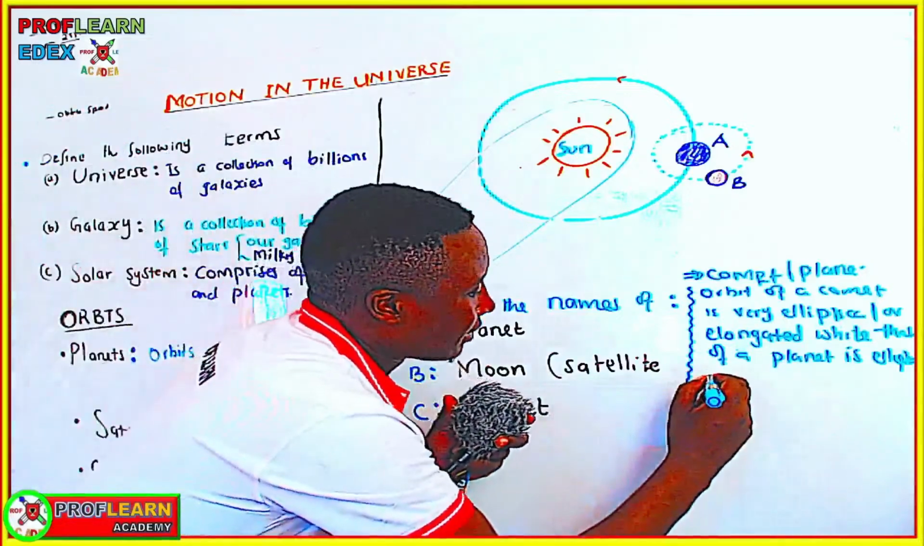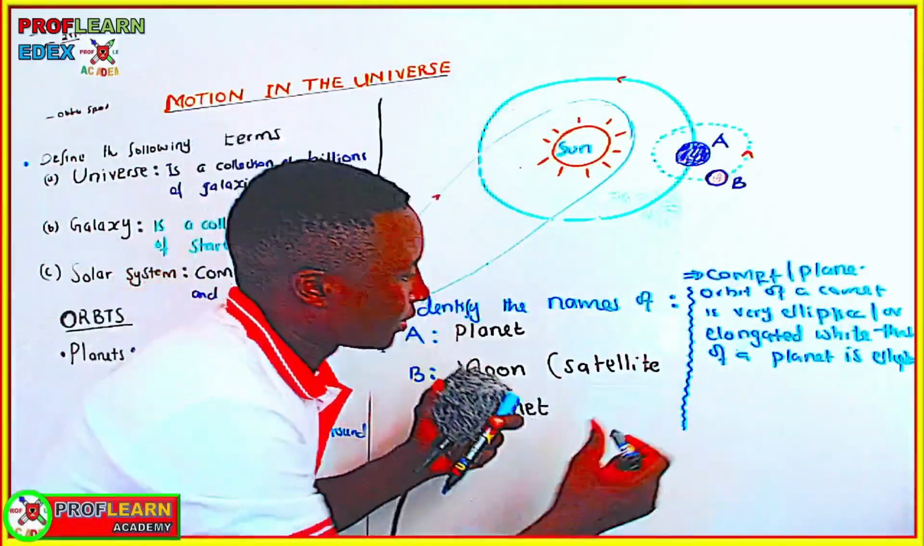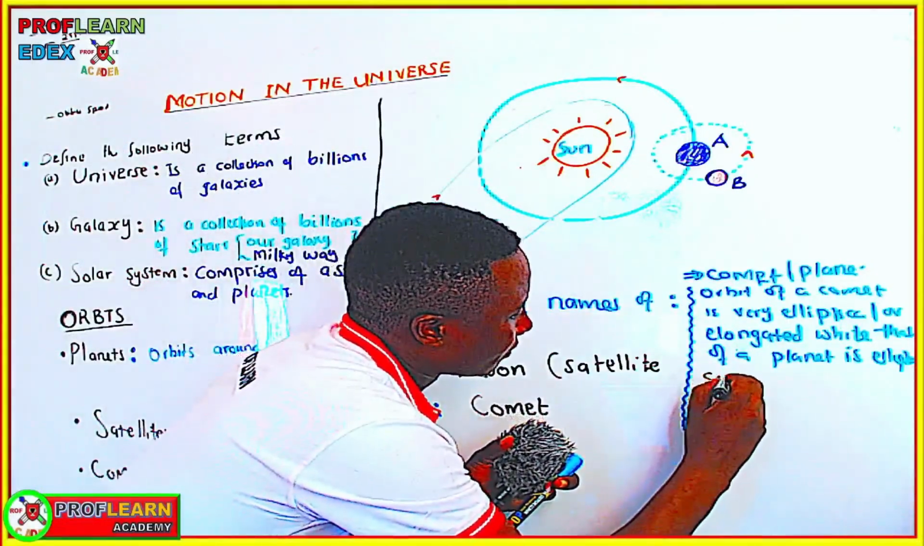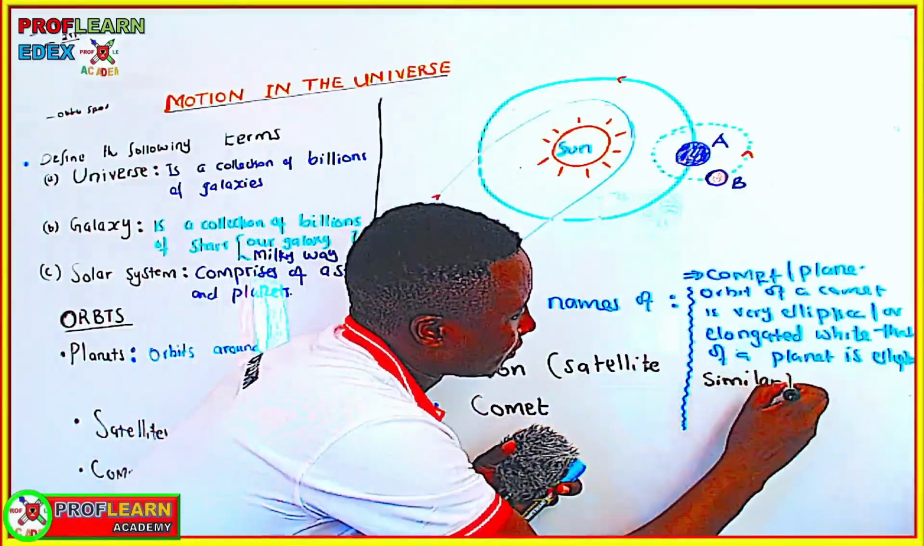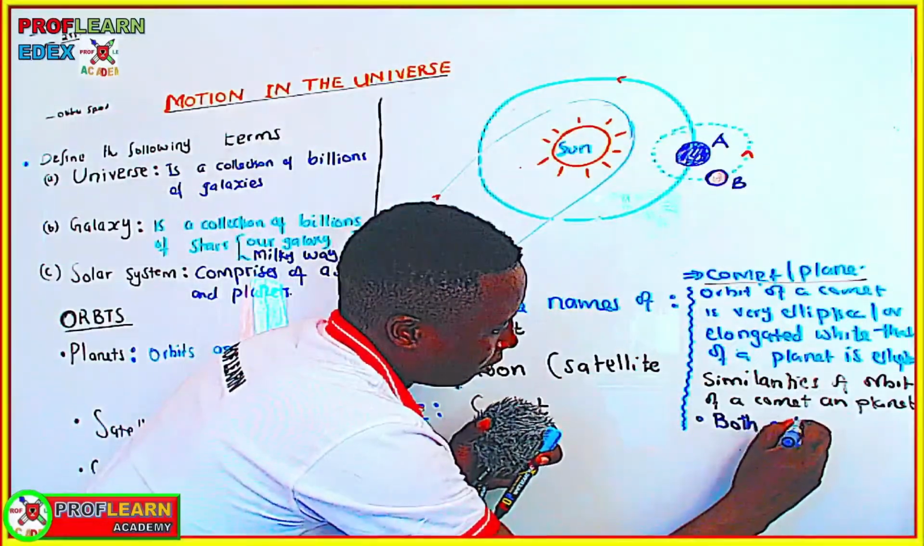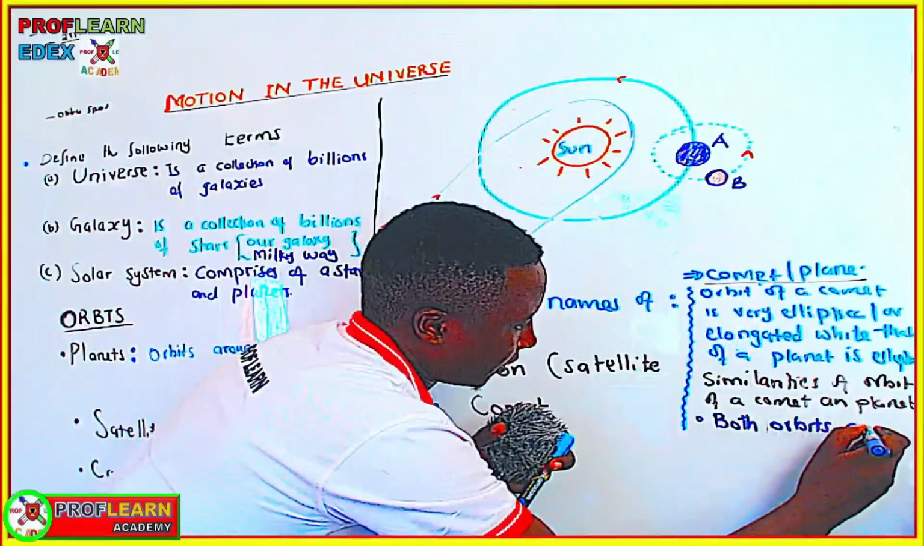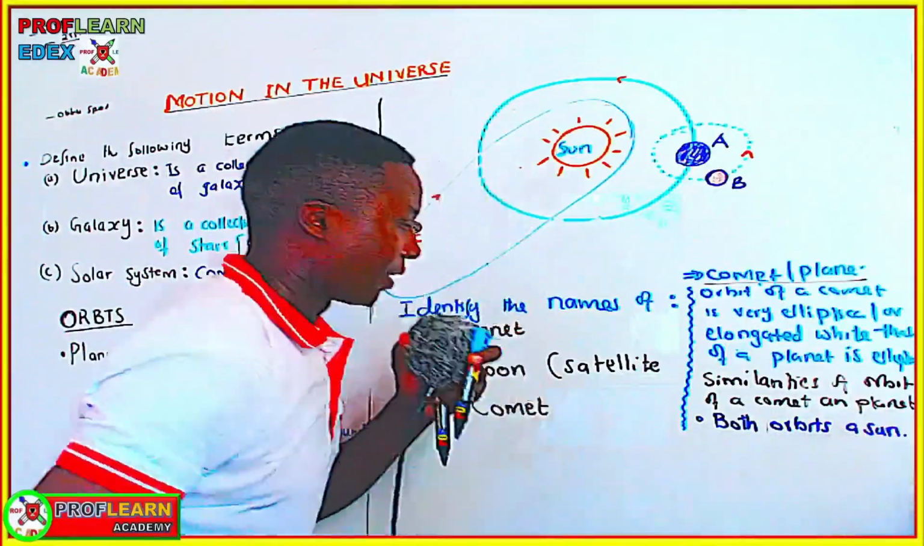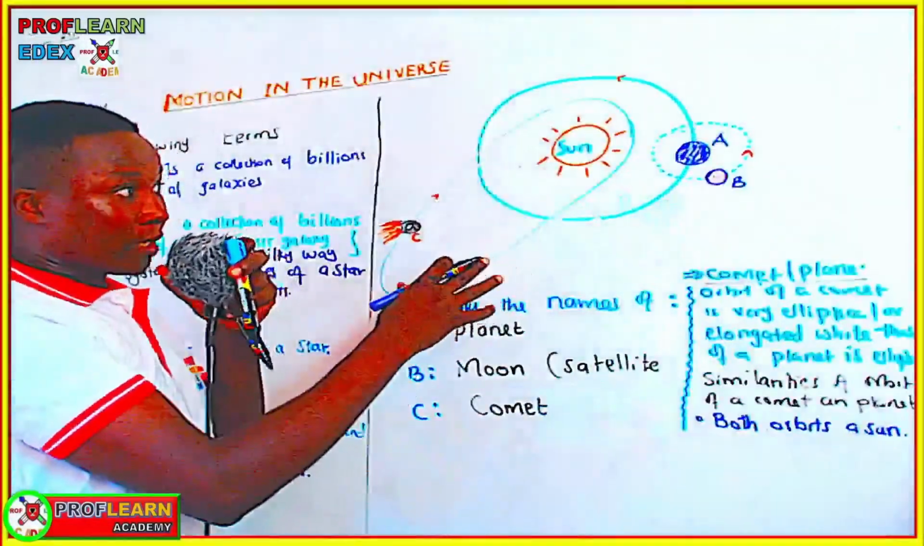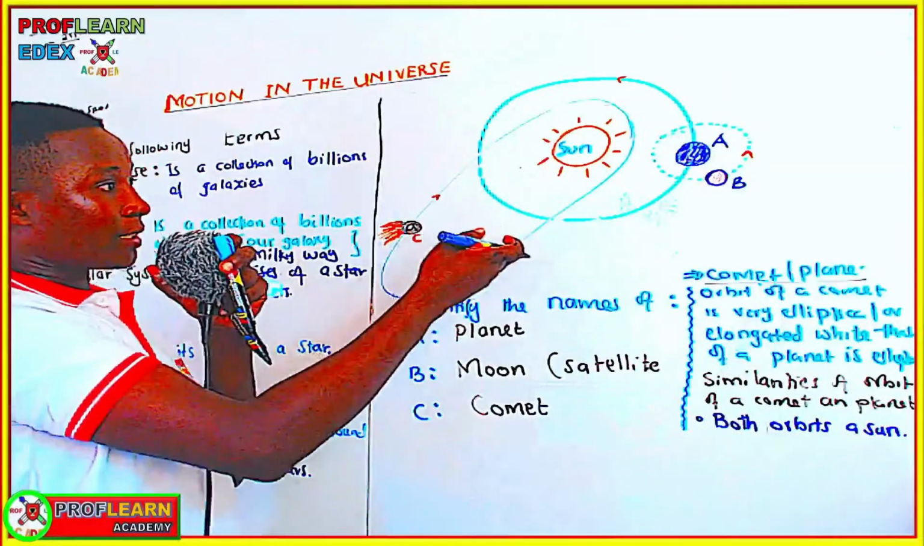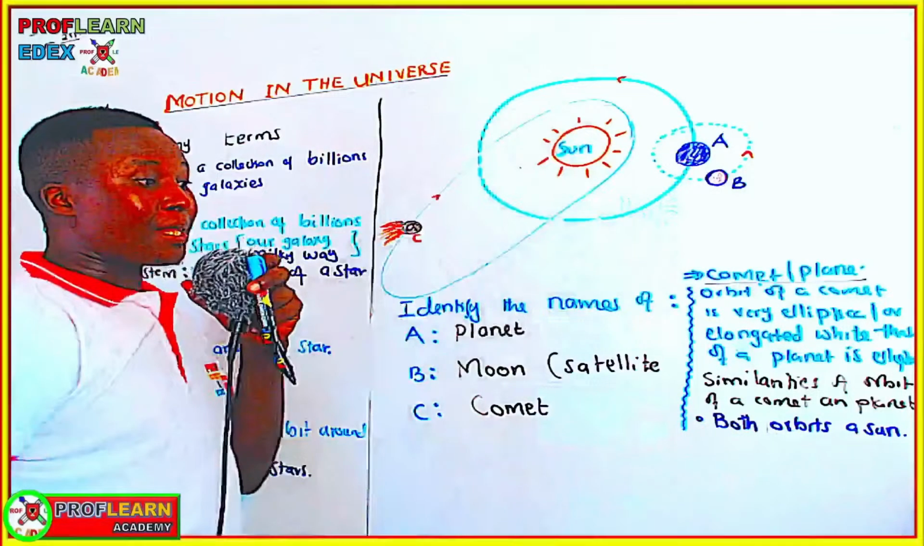But the similarities: both orbit the sun. The two orbits are around the sun. You can see the orbit of a comet and the orbit of a planet; both of them are orbiting the sun.